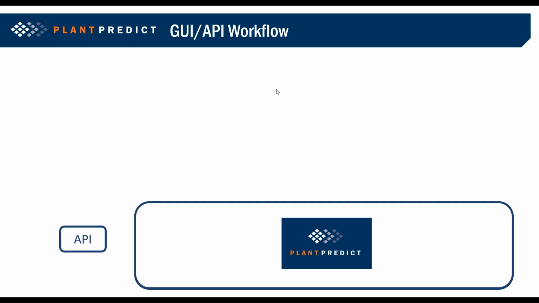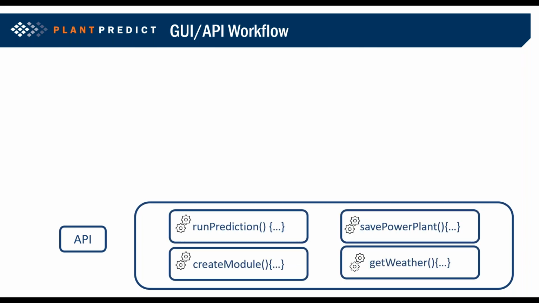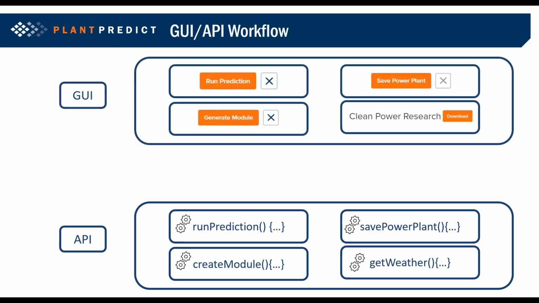Now we'll move on to two slides here that show you that interaction and how it works. Here you have the API, the PlantPredict API, because that's what we're talking about today. Within that, you have all of your complex functions, you have your databases, like I mentioned. On top of that, you have your GUI. And if you've been in PlantPredict, you've seen all these buttons. You have your run prediction, you have generate module, any functionality within the program.